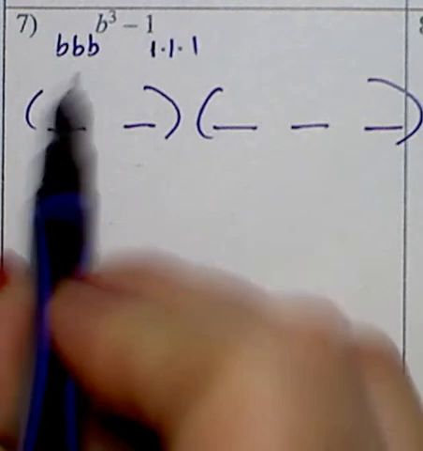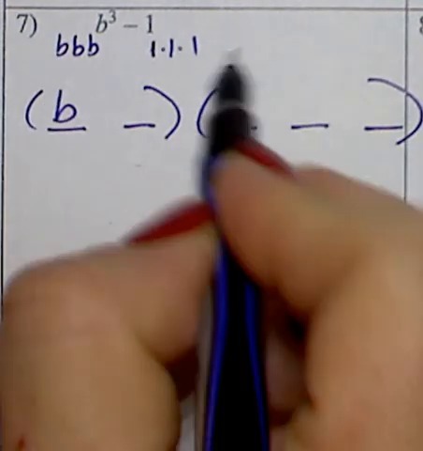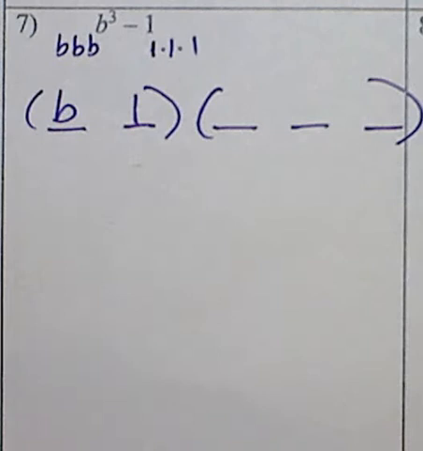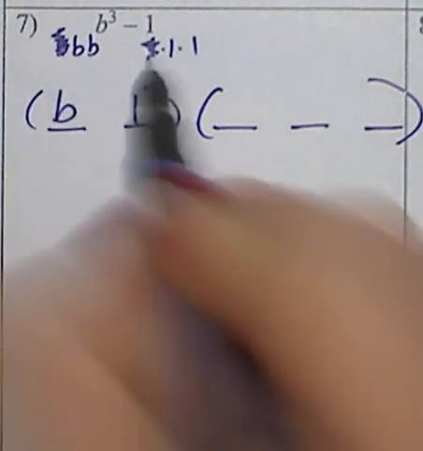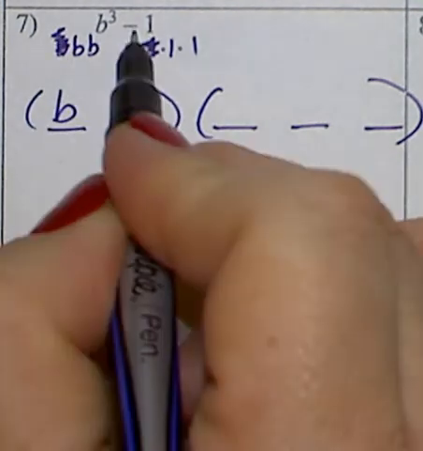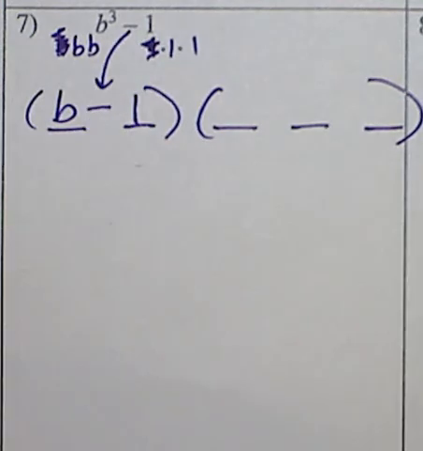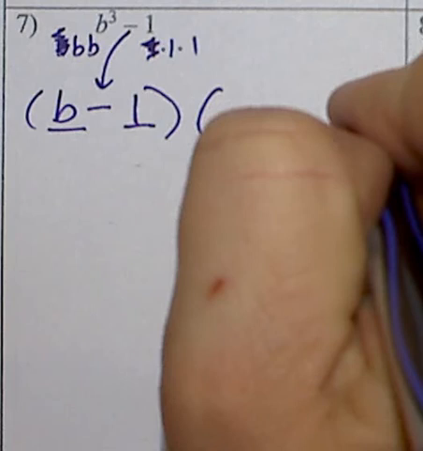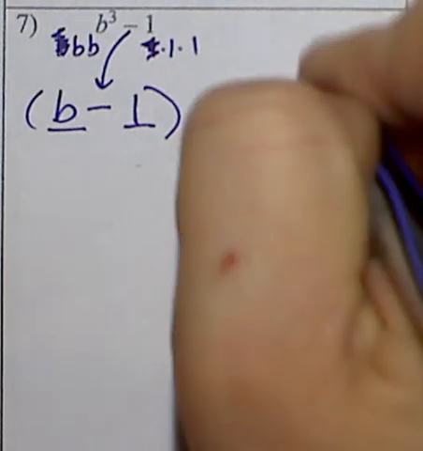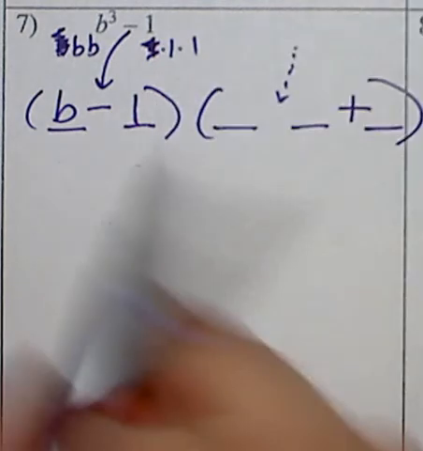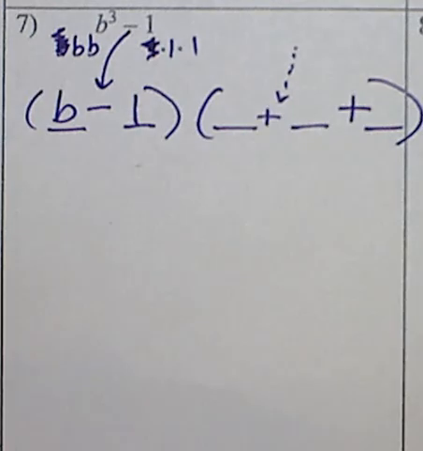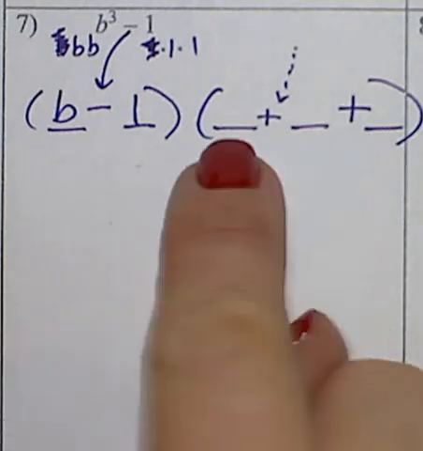I take one of the b's, I put it in here. I take one of the 1's and I put it right here. And now I cross them out. The symbol that was in the problem in between them goes in between. This back is always a positive. And to determine this place, it's opposite of the first. Now I need to fill in these 2 places along with the last one.